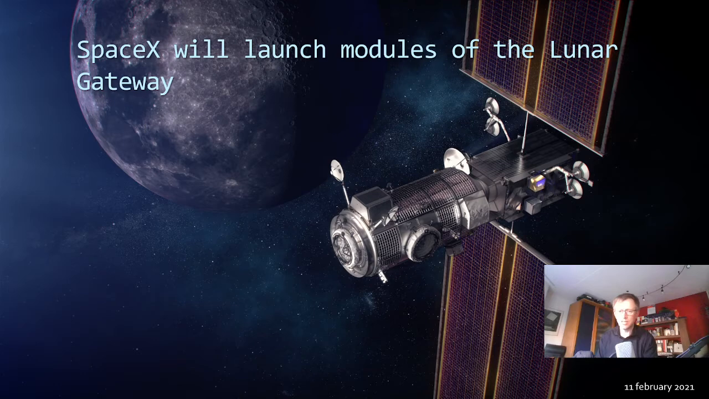Now suddenly NASA said, actually we need those SLS rockets more for the human space program, so can we use another rocket? And they had the go-ahead for that as well, so that's going to be a commercial rocket as well.